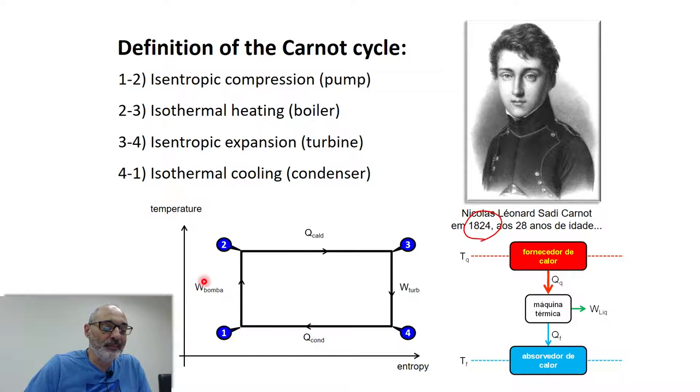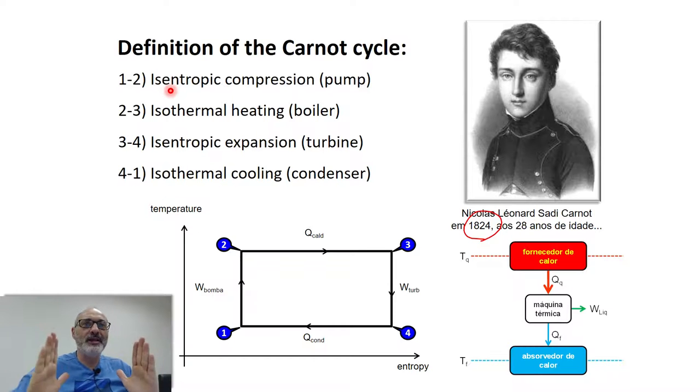So you have a pump here, you have isentropic compression in a pump, and you produce work in a turbine, isentropic expansion in the turbine. If you're not used to these terms, well, isothermal, I think everybody is familiar with the term, is constant temperature. Isentropic means two things. There is no heat exchange.